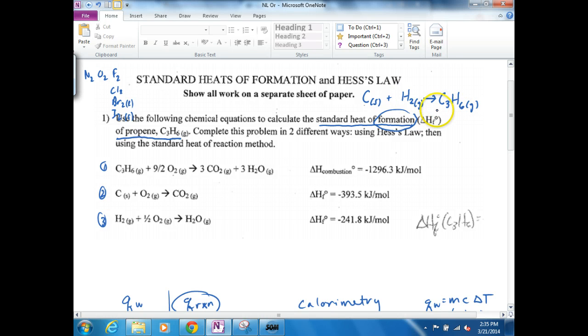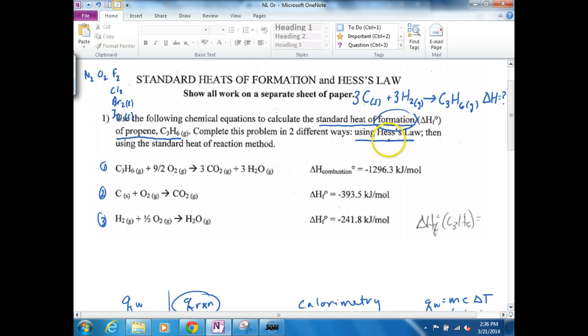So this is what I've got for the formation of propene, and now I just have to balance it. To do that, I'm going to need 3 of these and 3 of these. So what they're asking in this question, when they say calculate the standard heat of formation of propene, is they're asking for the delta H of this reaction that I've just written here, the formation of propene from its elements in their standard states. And it says complete this problem in 2 different ways. One, using Hess's law. Then using the standard heat of reaction method.